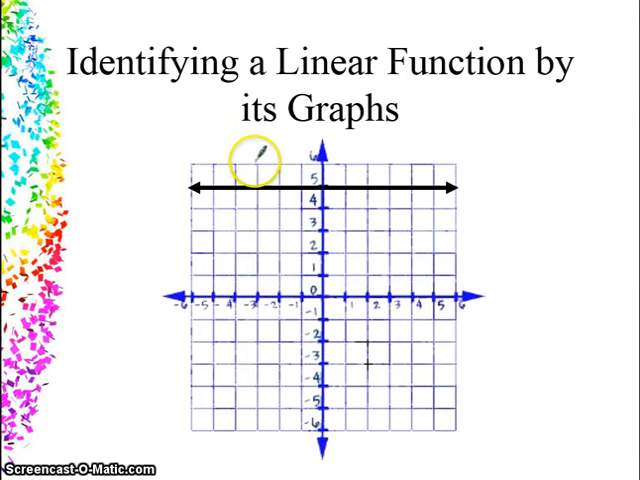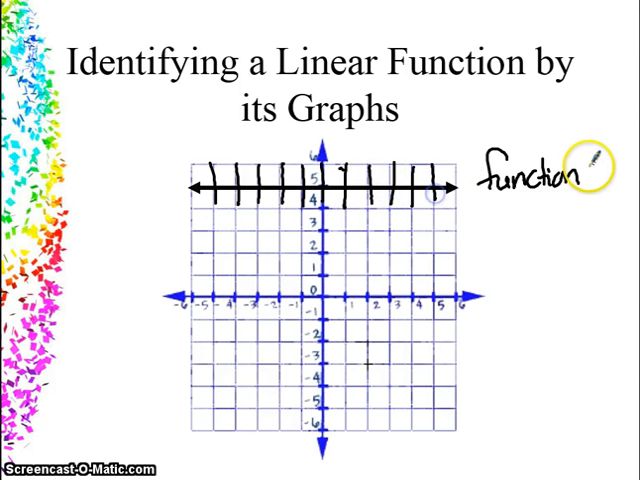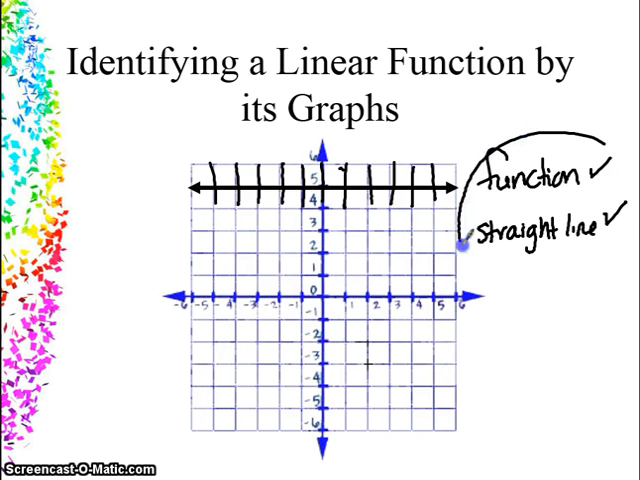Now let's look at a horizontal line. Is it a function? Does it pass the vertical line test? Yes. Is it a straight line? Yes. So because it fulfills both of these qualifications, we would classify this as a linear function.